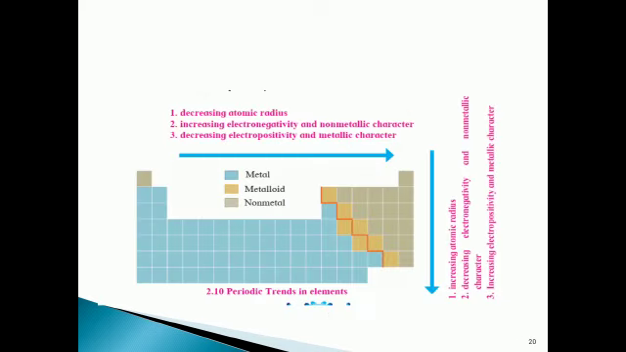So let us summarize the periodic trends in the elements. We have seen about the valency and the atomic radius. If you go from left to right, you see the atomic radius decreases, the electronegativity and non-metallic character increase, and there is a decrease in the electropositivity and metallic character. If you go down the group, you see increasing atomic radius, decreasing electronegativity and increasing electropositivity.